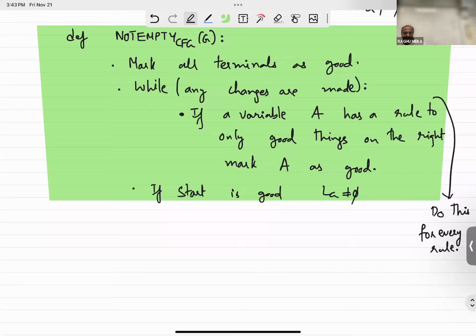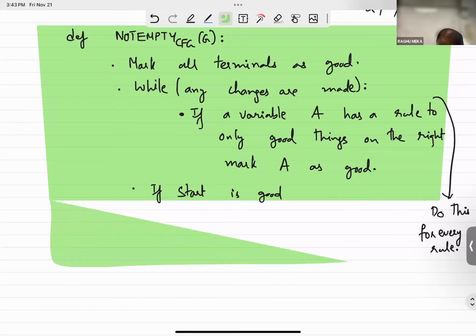Okay. So this tells you that there are some non-trivial properties that you can actually compute. Non-trivial semantic properties. Maybe let me write it like this.